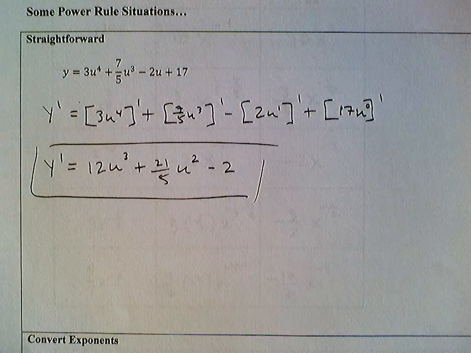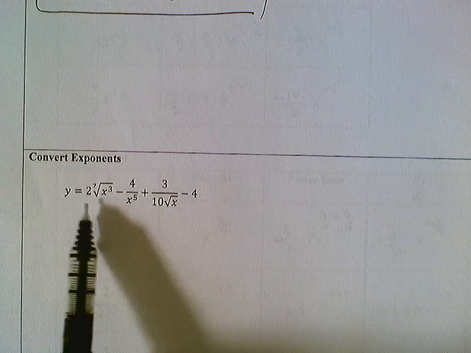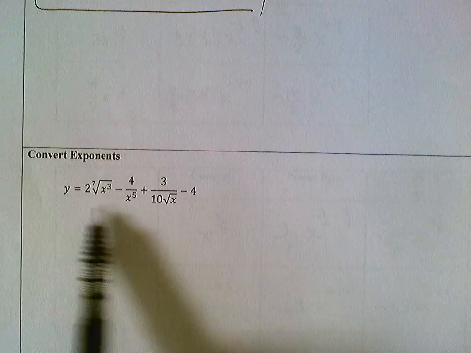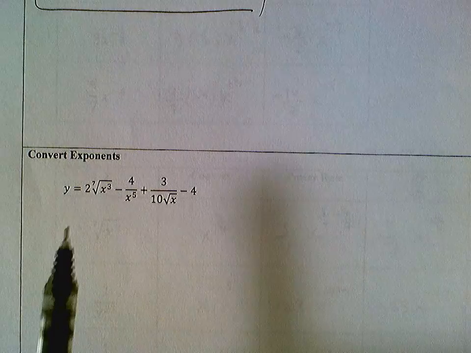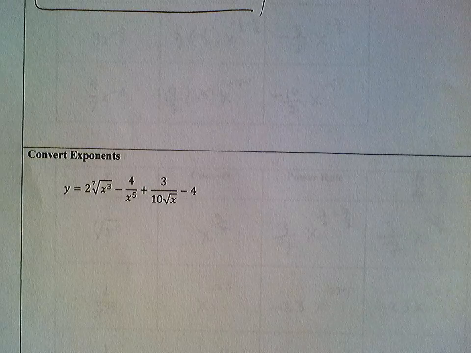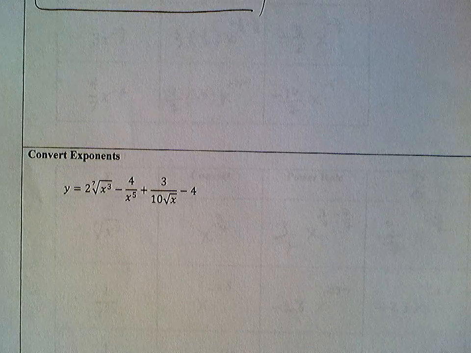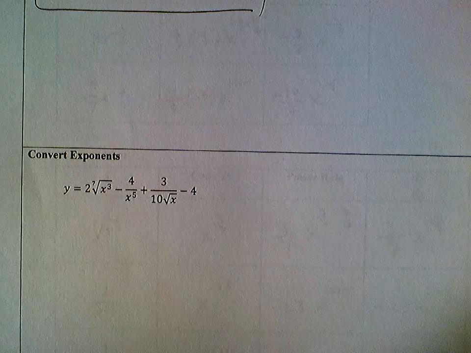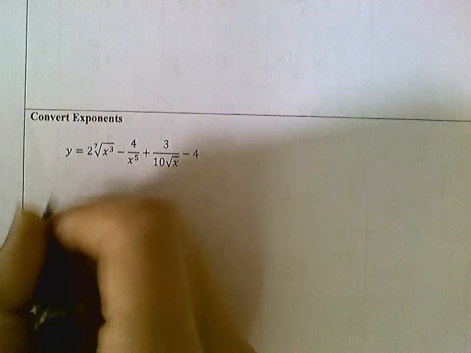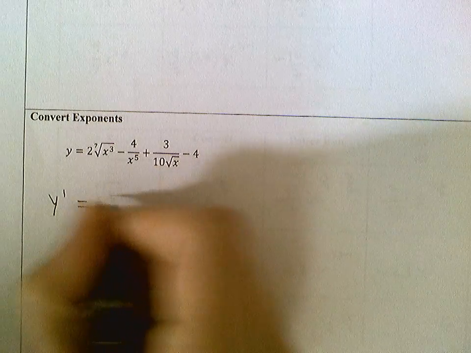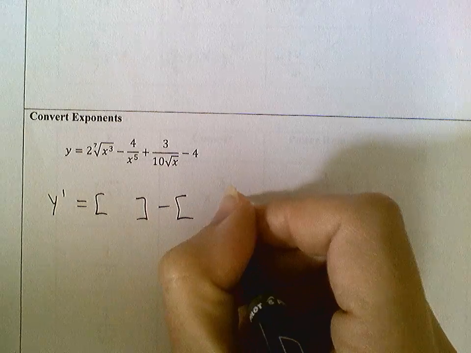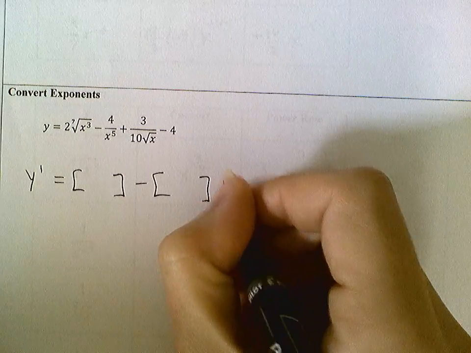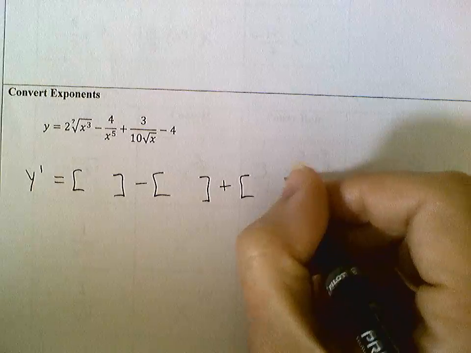Okay. Now, here I have another situation where I have 4 terms to this function. I'm taking the derivative of it, and each term is not now in the form ax to the n, but they can all be rewritten that way. So I'm going to do the same thing I did before, and I'm going to set up 4 brackets with primes outside, which just signifies that I'm taking the derivative of what's inside.